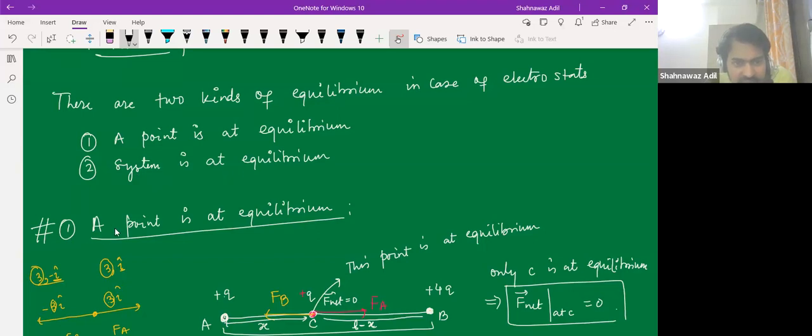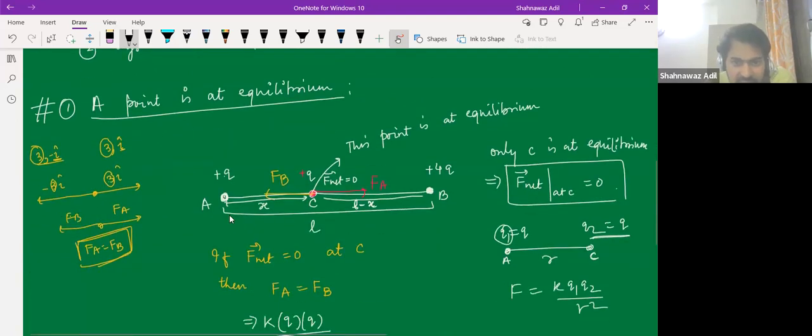So we are understanding about the point is at equilibrium. We have two charges, plus Q and plus 4Q, and we are placing a third charge Q so that this point is at equilibrium. This charge is at equilibrium. So we are only talking about one point is at equilibrium.